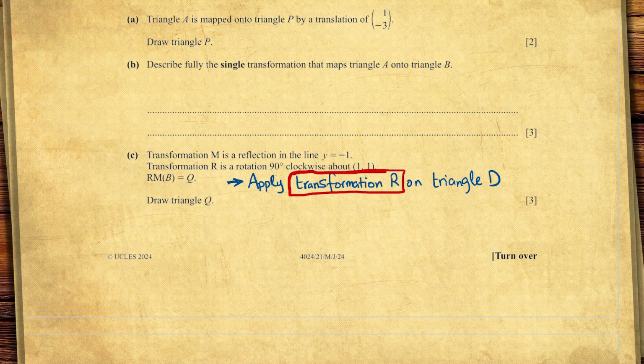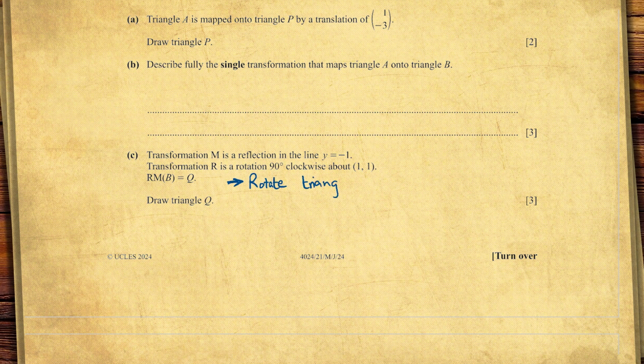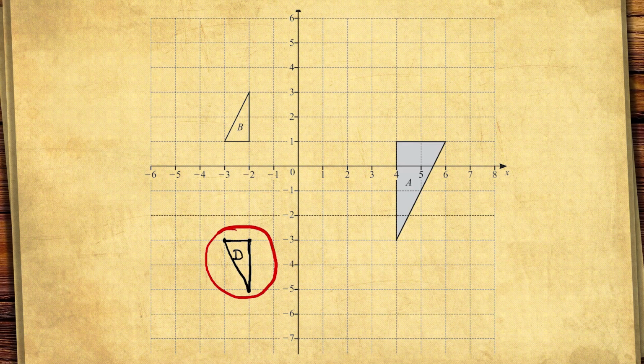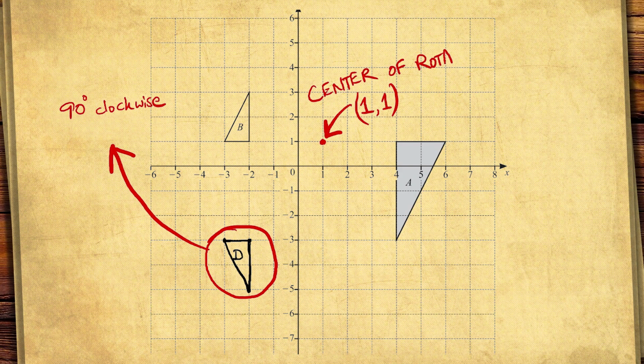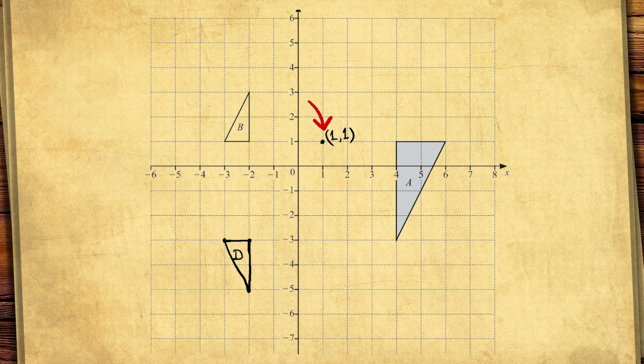But we know that transformation R is a rotation, a 90-degree clockwise rotation about the point 1, 1. And that means we need to rotate triangle D 90 degrees clockwise about the point 1, 1. Now this is triangle D, and we need to rotate this triangle 90 degrees clockwise about the point 1, 1, which is the center of rotation. So this is our center of rotation, and let's say we need to rotate this point 90 degrees clockwise.